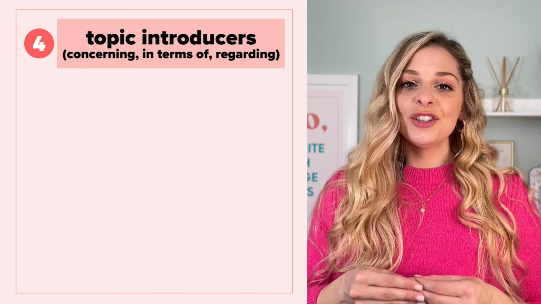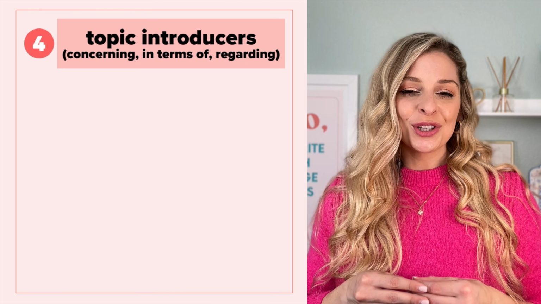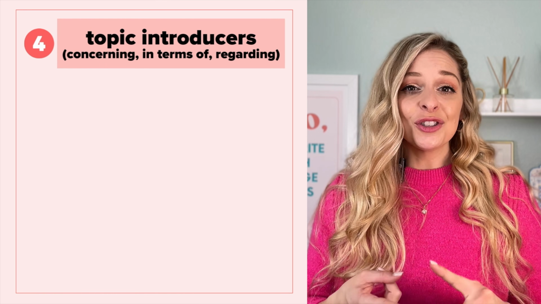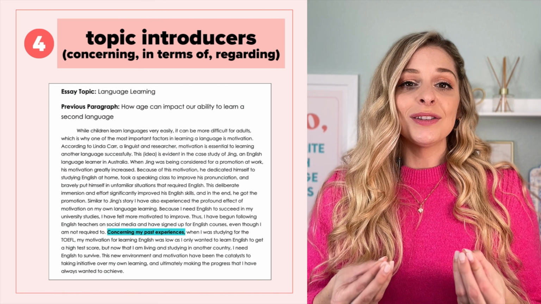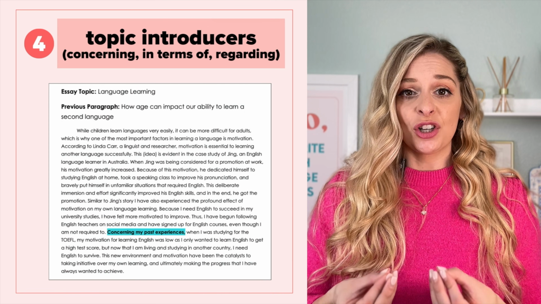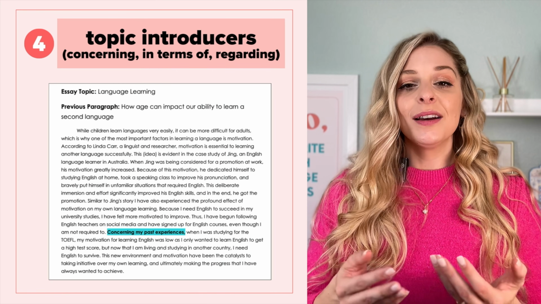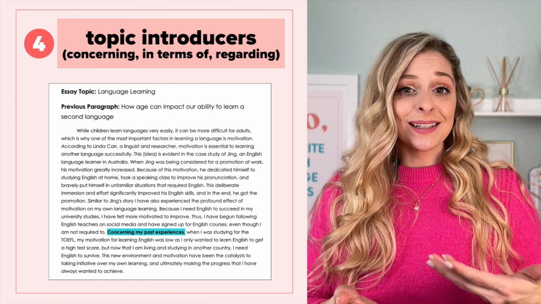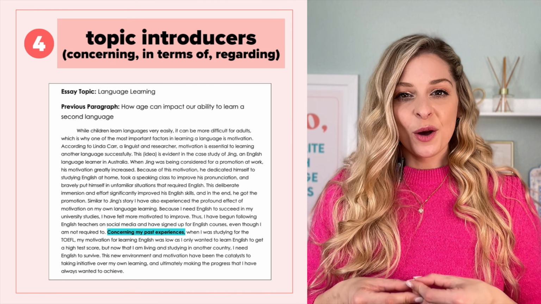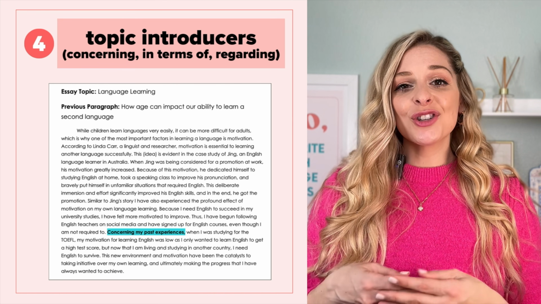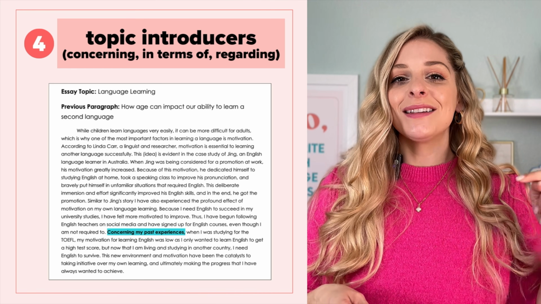Okay, and our fourth strategy for creating cohesion and smoother transitions is by using topic introducers such as "concerning," "in terms of," and "regarding." Towards the end of my paragraph, I wanted to mention something about my previous experience learning English. And in order to do this, I used the topic introducer "concerning" when I said, "concerning my past experiences, when I was studying for the TOEFL, my motivation for learning English was low." And if you'd like more examples and information about how to use topic introducers, go check out my video, both linked above and in the description below.